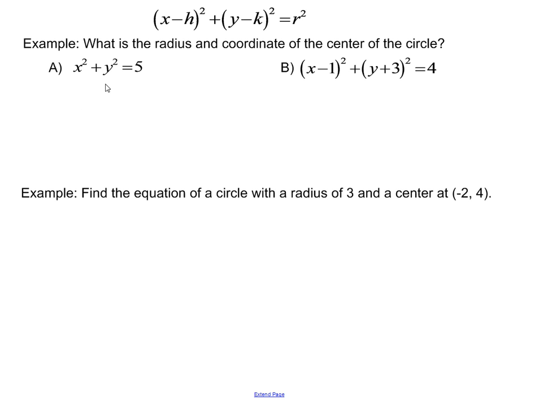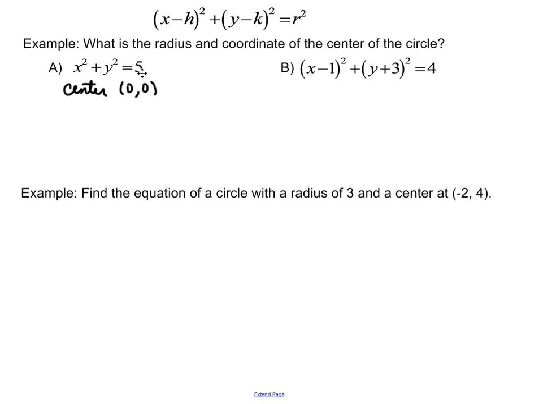In example A, we're asked to find the radius and the coordinates of the center of the circle for the equation x squared plus y squared equals 5. How would we do that in this case? Just as we stated before, if the center was at the origin, x minus 0 would just be x squared, and y minus 0 would be just y squared. So our center is very easy to find in this particular case. We're going to say that the center is the point 0, 0, the origin.